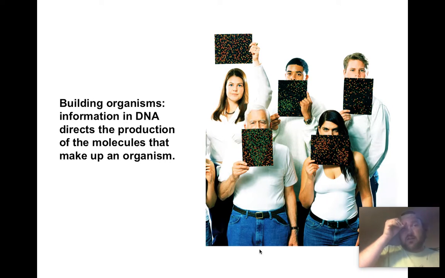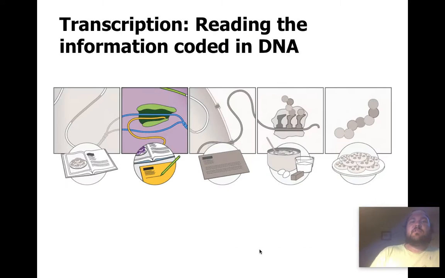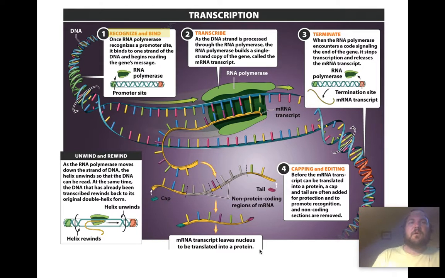Okay, so building organisms: information in DNA directs the production of the molecules that make up an organism. So we're going to start with transcription. And this is simply reading the information coded in DNA and rewriting it in a slightly different way. There are four primary steps to transcription, labeled 1, 2, 3, 4 here on the slide.